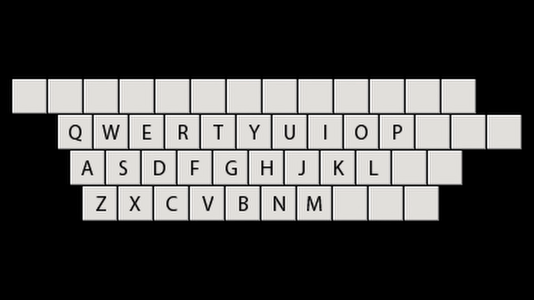appears on your screen. The vast majority of keyboards use a layout known as QWERTY, which gets its name from the first 6 letters on the top row of the letters. That's Q, W, E, R, T and Y. This keyboard layout has been around for over 140 years, and it was originally designed for mechanical typewriters.